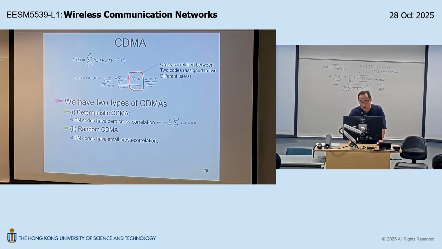Now, because we have the freedom to design the spreading sequence, we can take 2 extreme approaches. So there are 2 versions of CDMA. One is called deterministic CDMA. The other is called random CDMA, which depends on how we design these spreading sequences. So let's look at deterministic CDMA first.